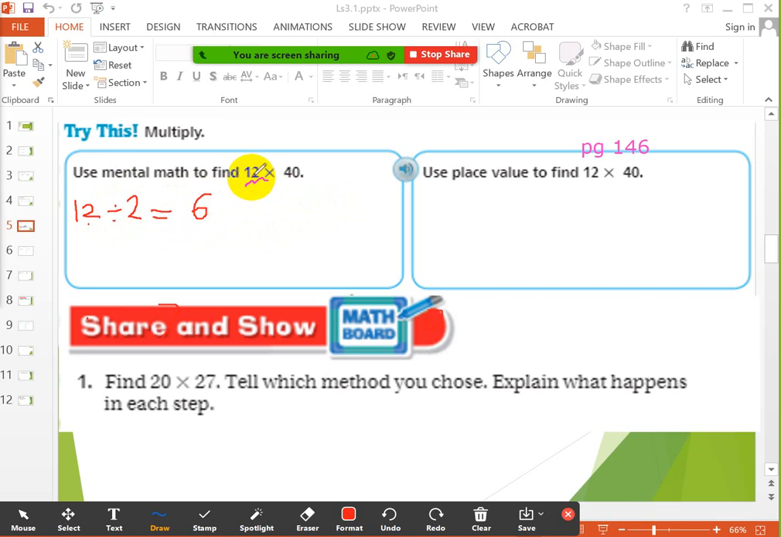So I will take half of 12, and this half I will multiply with the tens number, which is 40 here. So now I will take the 6 and multiply it with the tens number. Okay? So now 6 multiply 40 equals what? 6 multiply 4 equals what?